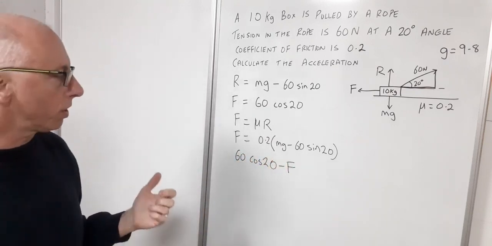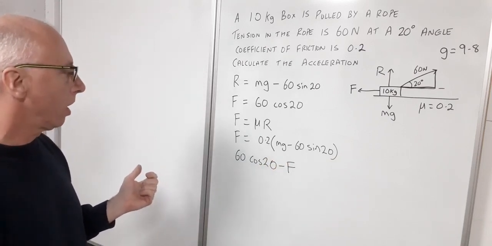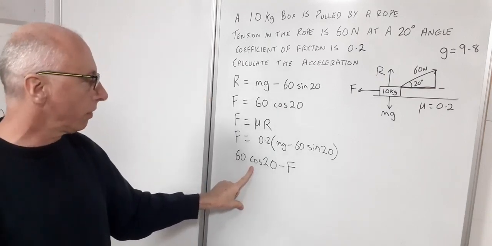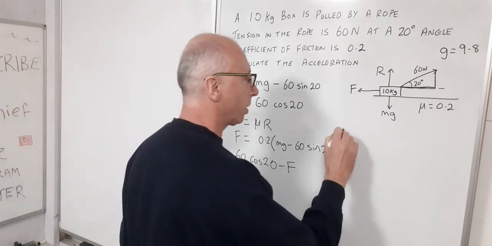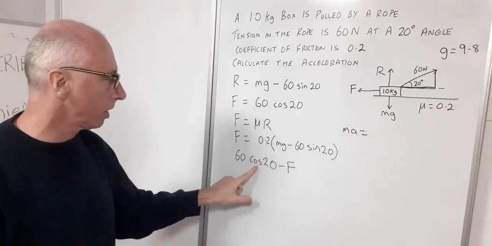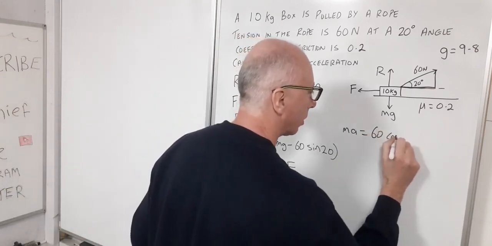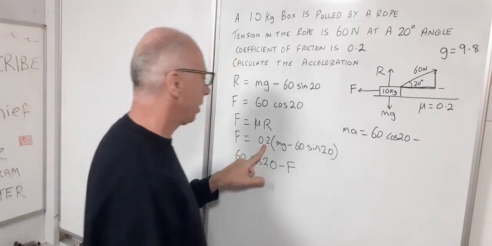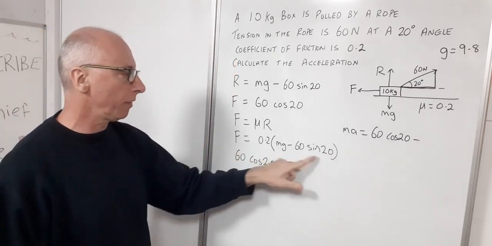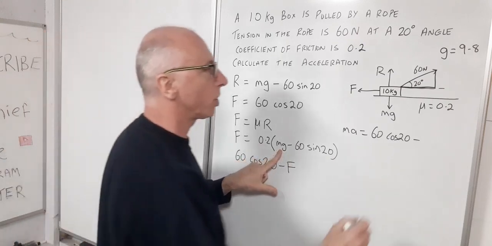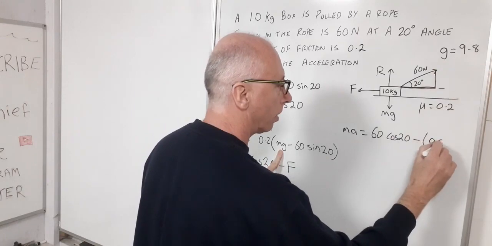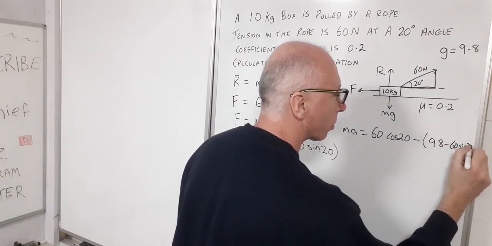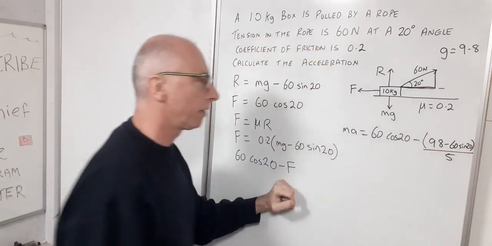That's our resultant force using the second law of motion. So now what we can write is, due to acceleration, the force is ma, which is mass times acceleration, so we can write that as 60 cosine 20 minus this in here. So 0.2, I can just put that as 1 over 5, so I divide all this by 5. So mass is 10 times g, which is 98, minus 60 times sine 20. So just squeeze that in there and divide everything by 5.